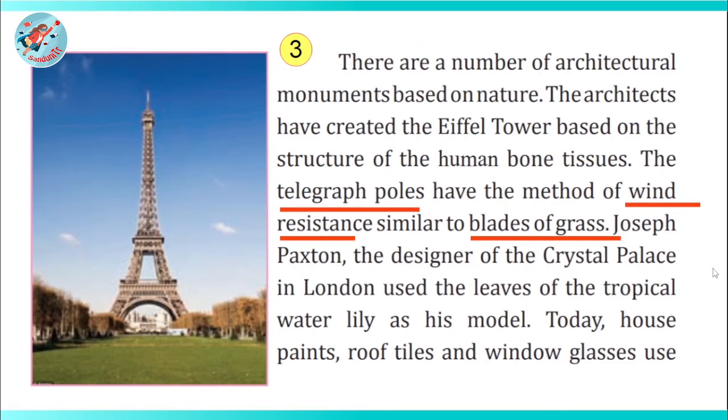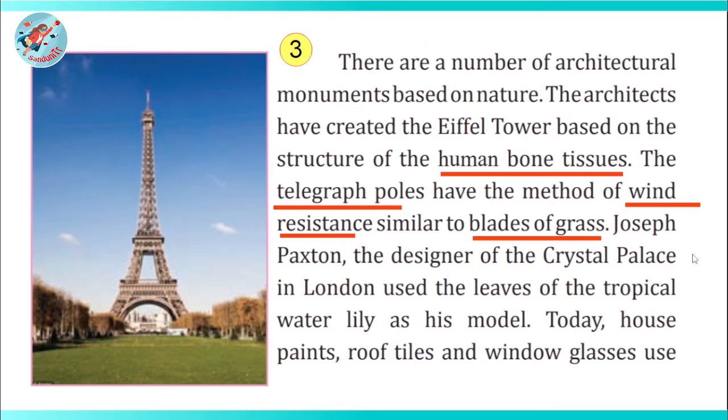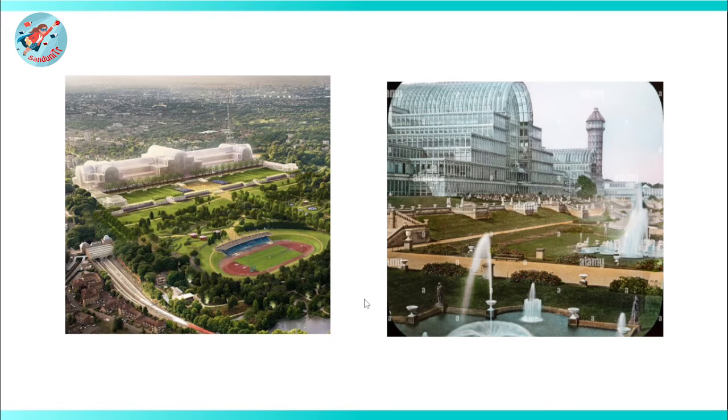Right? I'll show you a picture. Now compare these two. Here you can see telegraph poles and the blades of grass. Okay? Next sentence. Joseph Paxton, the designer of the Crystal Palace in London. Do you know what the Crystal Palace is? Yes, here you can see some pictures of the Crystal Palace.